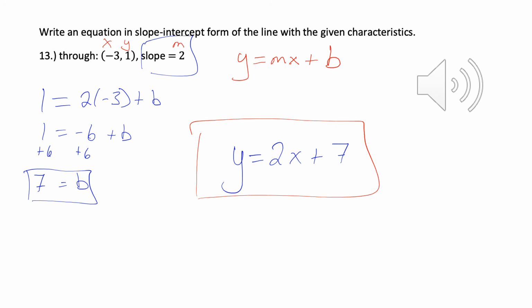It's important for us to remember what slope-intercept form is. That is y equals mx plus b, where m is the slope and b is the y-intercept. When we need to go through, we need to find our b value, or our y-intercept. So we're going to plug in our x, which is -3, our y, which is 1, and our m, which is 2, to be able to solve for b. We solve for b and then use our slope and our y-intercept, our b value, to write our equation, which is y equals 2x plus 7.